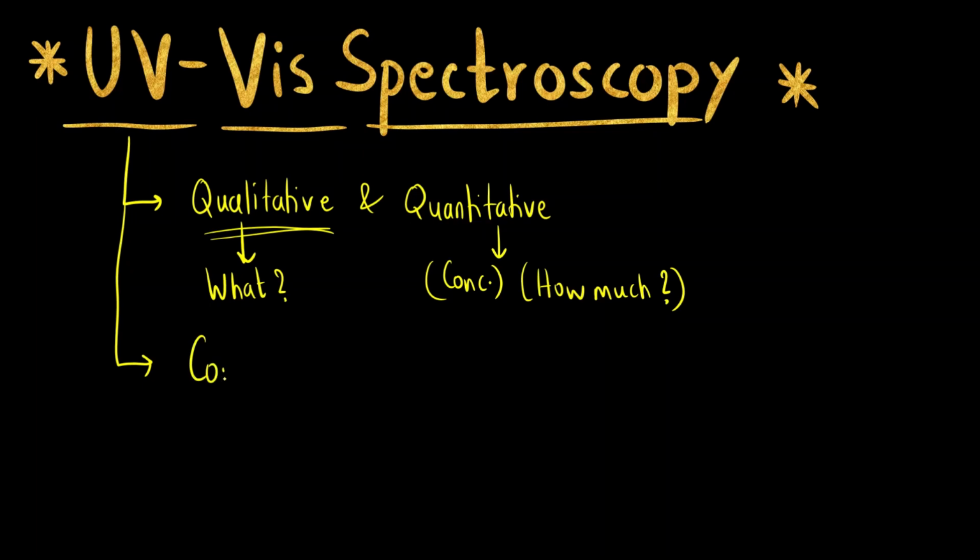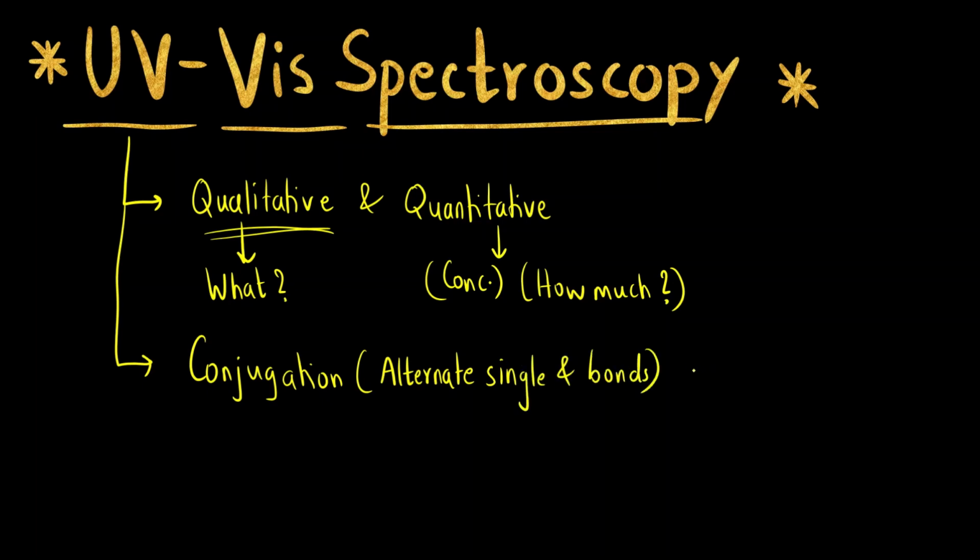We can come to know if a compound has any conjugation or not. Conjugation means alternate double and single bonds. If any conjugation is present in a molecule, we can come to know that. And because of this conjugation only, some naturally occurring compounds like carotenes are colored in nature. What is carotene? Carotene is a pigment present in carrots.